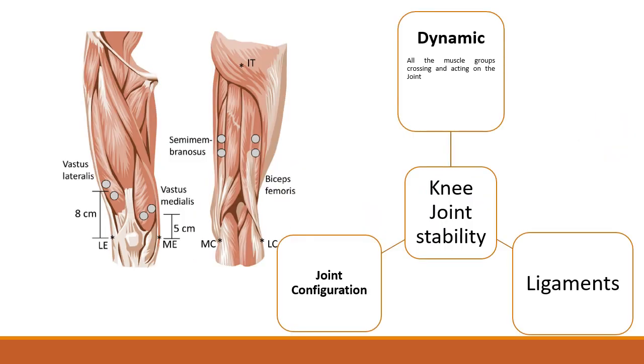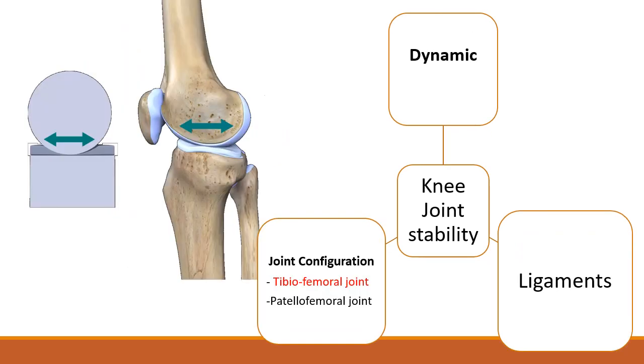Several stabilizers have a role in joint stability. We can divide them into static and dynamic stabilizers. Dynamic means movement, that there is movement of that stabilizer, which means the muscles. So any muscle that crosses a joint and has a function on that joint will add to its stability. So in regards to the knee joint, we have the quadriceps in front, we have the hamstrings and the gastrocnemius in the back. The static stabilizers are either ligaments or the shape of the joint itself.